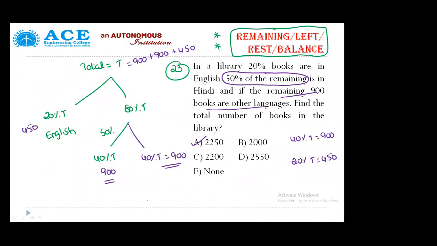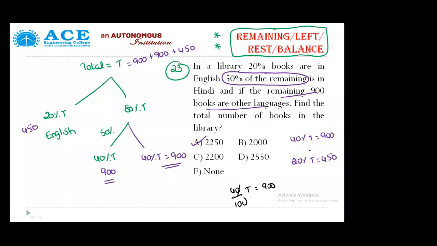Sir, in that, you have taken 40% is equal to 900, it is given, and here 20% is equal to 450. How is it possible? Half of that, right? Divide by 2. Or else you just ignore that. 40% means 40 by 100. Okay, you can just calculate directly.